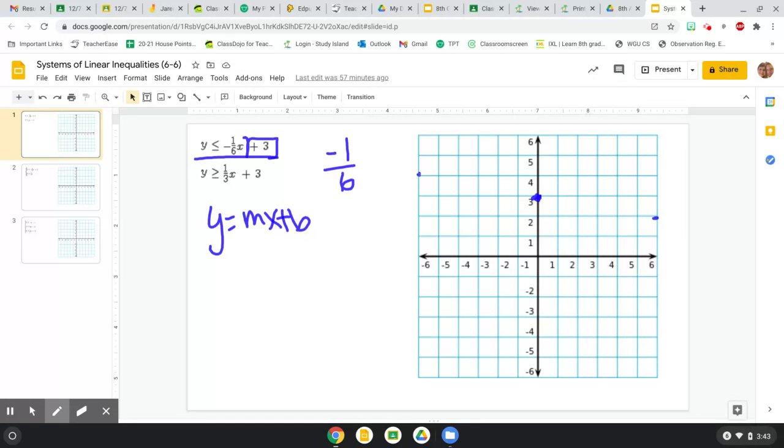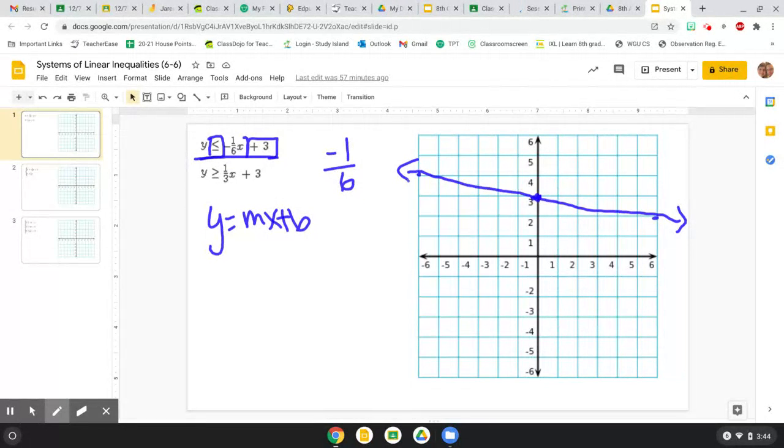So before I connect it, I need to decide if it's dotted or if it's going to be a solid line. So I have this less than or equal to sign. Since it has that equal to, it's included, so it's going to be a solid line. Make sure I include those arrows on the end. Okay, so I've graphed that one.